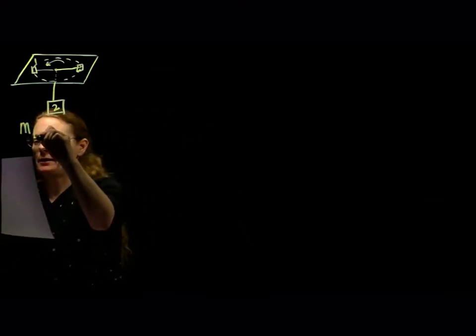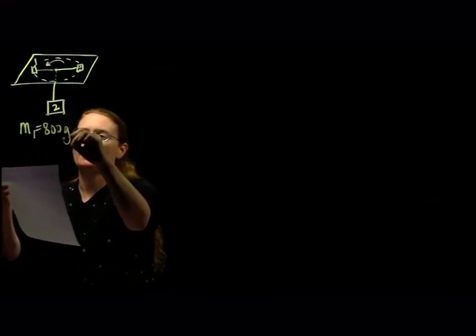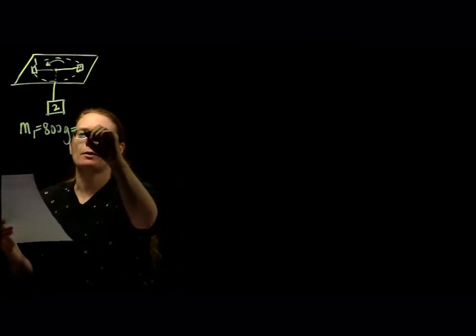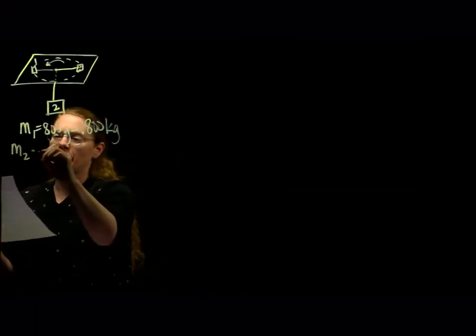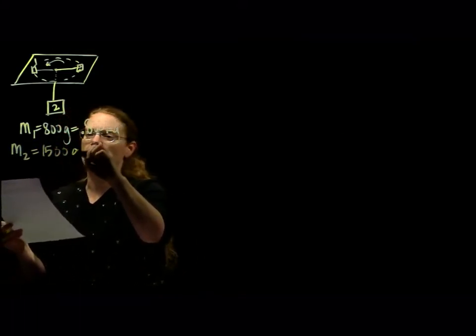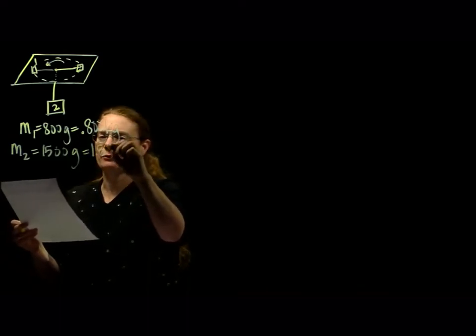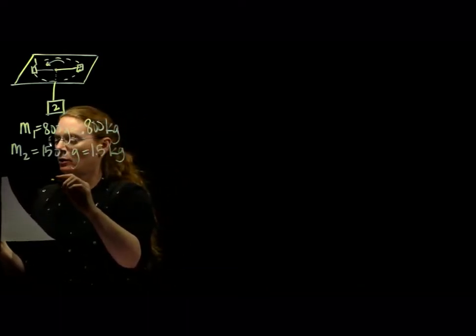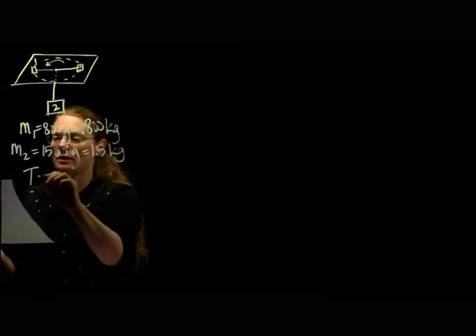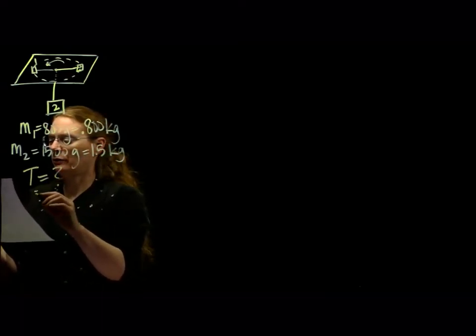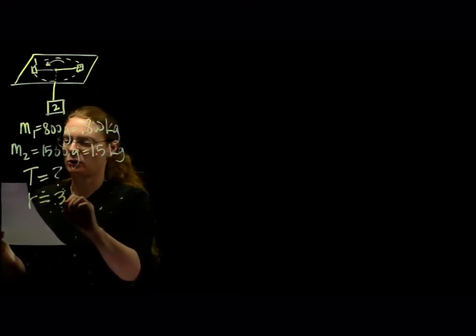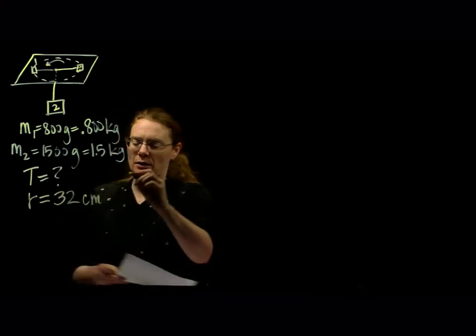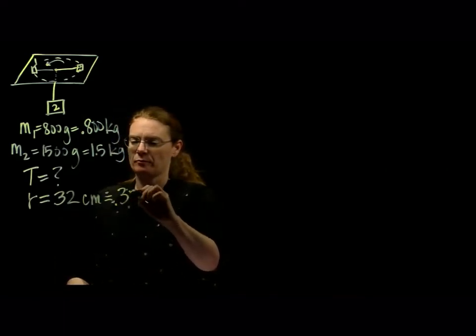We know the mass of the upper one, the top one, is 800 grams. But I look at that 800 and say, got to convert to kilograms: 0.800. Mass 2 is 1,500 grams, which is 1.5 kilograms. No friction. We want to know the period of the motion if it's swinging in a circular motion with a radius of 32 centimeters. I'm going to convert that to meters right away.